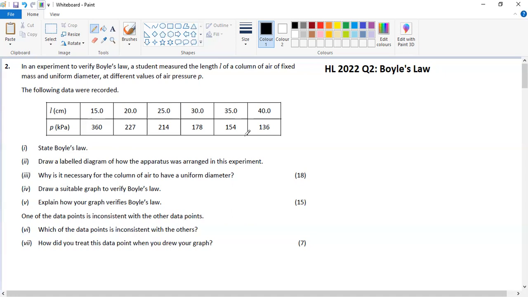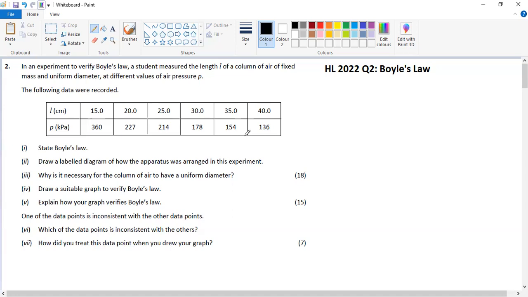Part 4, draw a suitable graph to verify Boyle's law. Nice one. Part 5, explain how your graph verifies Boyle's law. And again, if you've done this experiment and similar ones and you've done a few graphs, this is probably something that you should feel pretty comfortable with. Then it says one of the data points is inconsistent with the other data points. Which one is the first part?